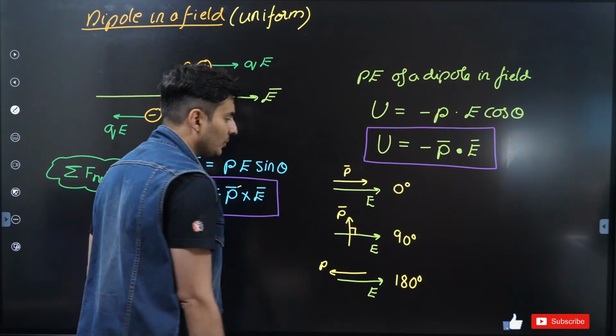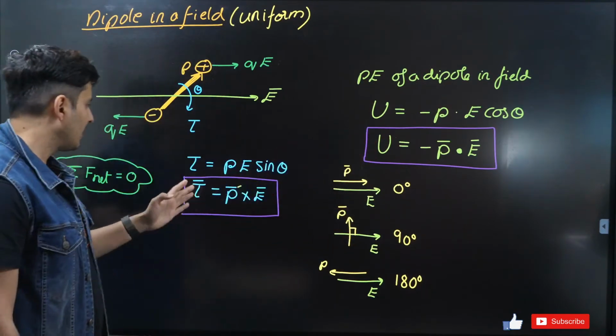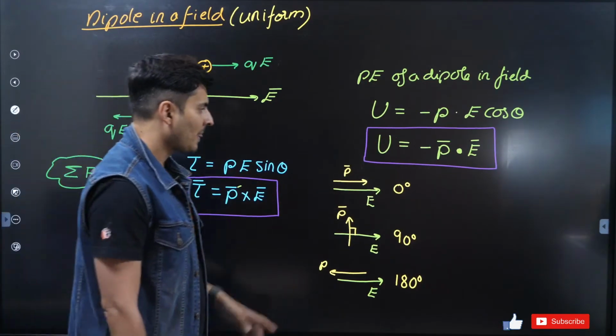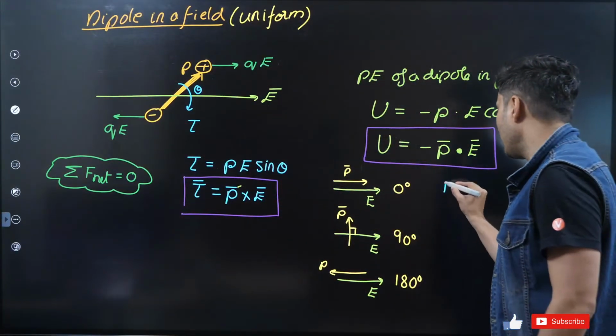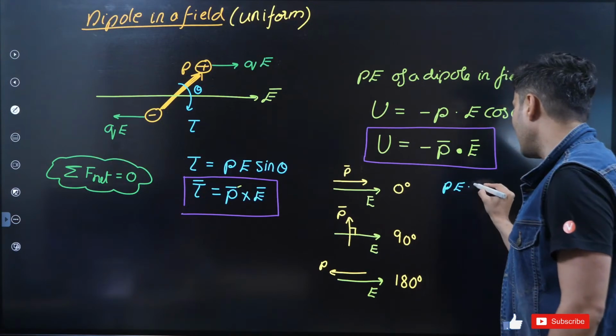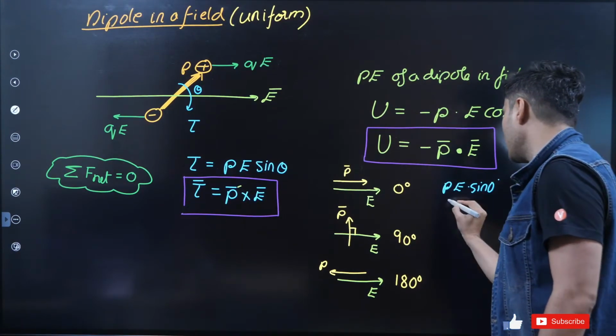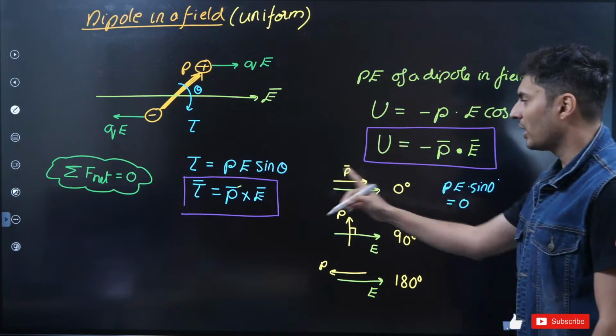So if I ask you in each of the cases what is the energy and what is the torque, let's write it down. First, talking about torque. Torque is P E sine theta, so it will be P E sine 0. Sine 0 is 0, so the torque value will be 0.